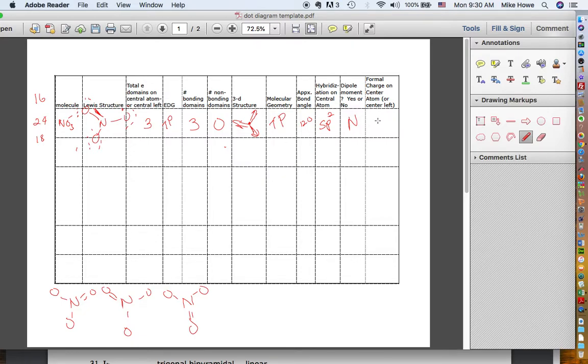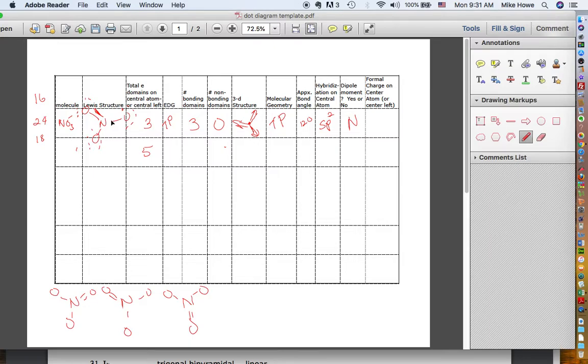All right, formal charge on the center atom. Nitrogen, remember we said in formal charge, the picture should show what the atom owns. So nitrogen owns 5 electrons. In this case, the formal charge is not going to be perfect because we want it to be 0. So this picture shows nitrogen owning 4. Nitrogen really owns 5, but this only shows it owning 4.